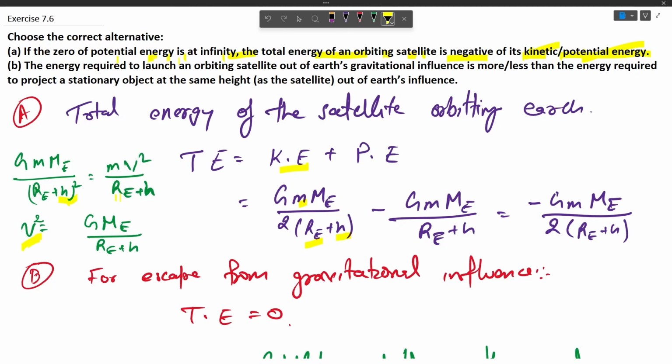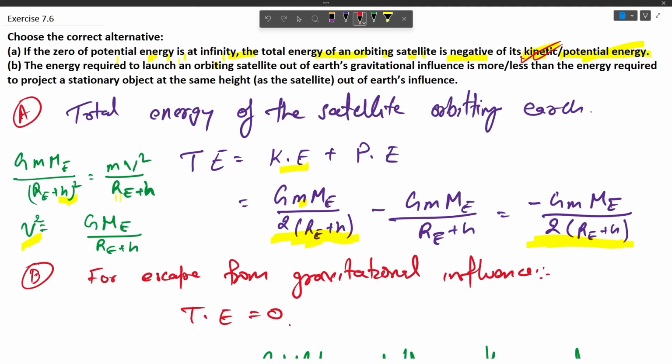And potential energy is given by minus G times mass of the satellite multiplied with mass of the Earth divided by radius of the Earth plus height, or the distance of the satellite from the center of the Earth. Now upon evaluating total energy, we will get minus G M m by 2 (Re plus h). Now this expression exactly matches the negative of the kinetic energy. So we can say that if the zero of potential energy is at infinity, then the total energy of an orbiting satellite is negative of its kinetic energy.